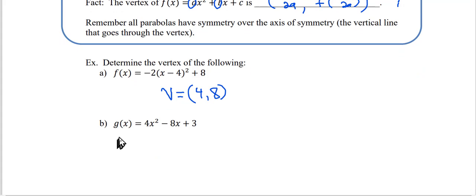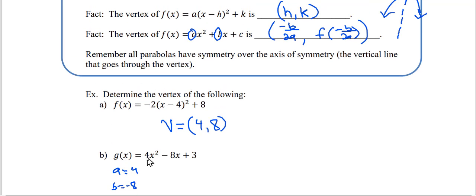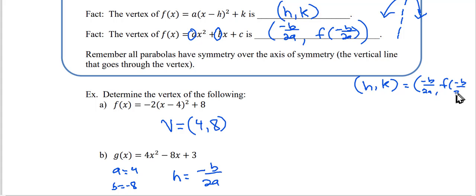Let's take a look at this one. This is in the other form. A equals 4, b equals negative 8, c equals 3. If we use this formula above, negative b over 2a is going to be the h, or the x coordinate of the vertex. That's typically what we use, h and k, to represent the vertex. So h is negative b over 2a, and k is f of that.